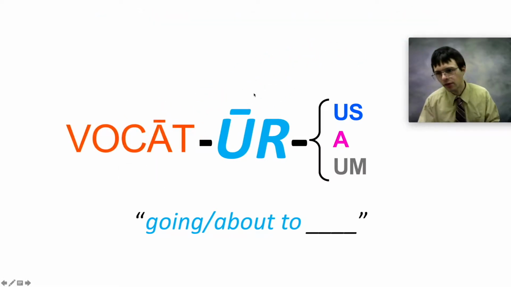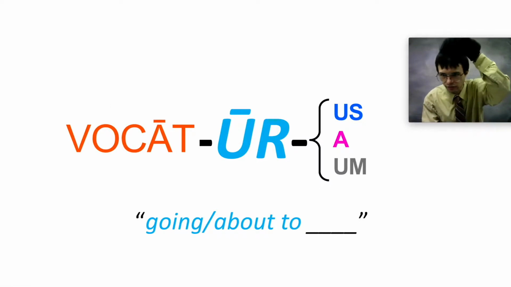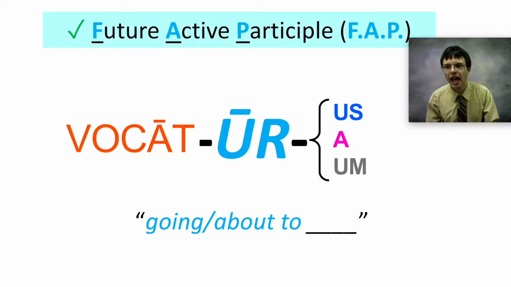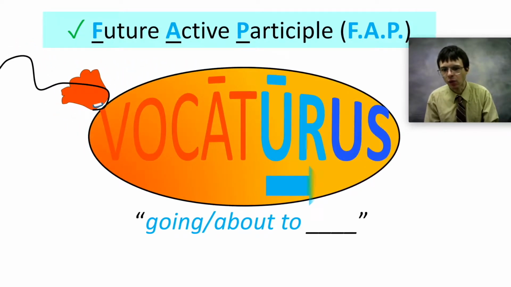So basically what you see I just did is I took vocatus, the fourth principal part, and inserted UR right before the end of it. And once we do that, we've got the future active participle, vocaturus, which means going or about to call in the future. But it's not like way far in the future. It's like pretty soon in the future is more the sense of it.